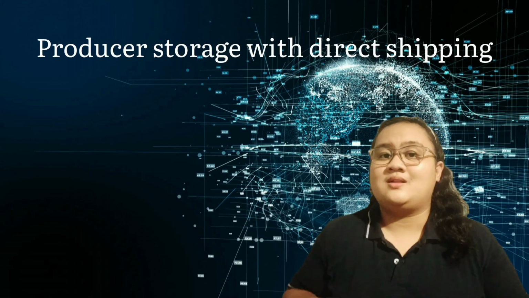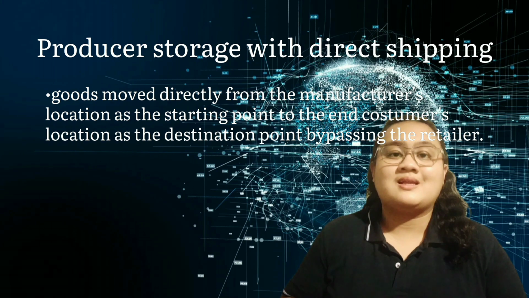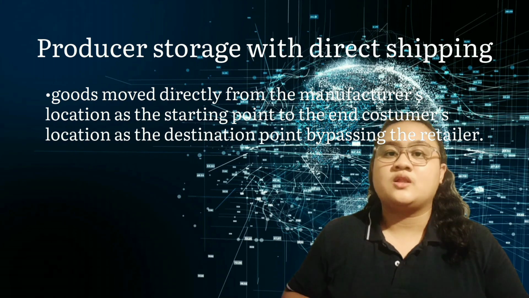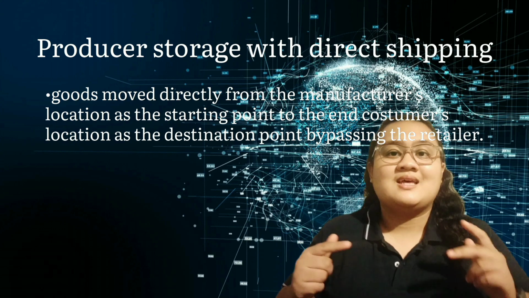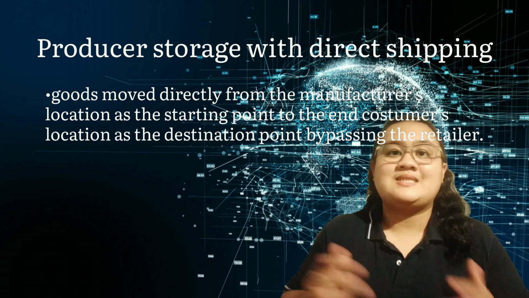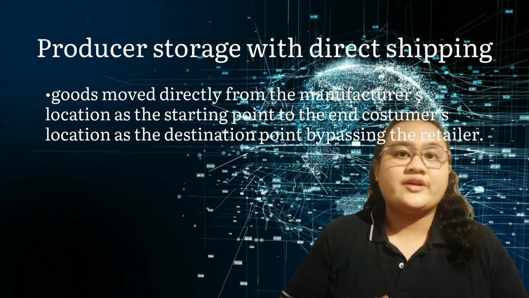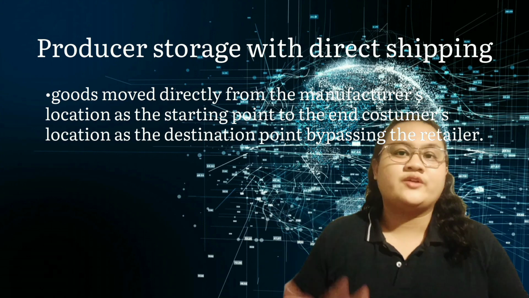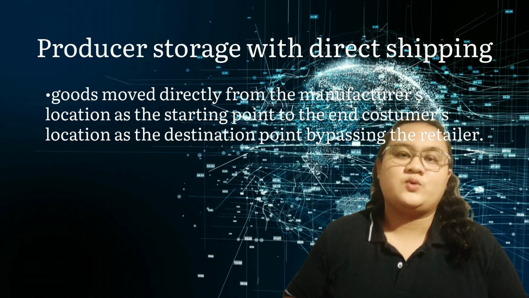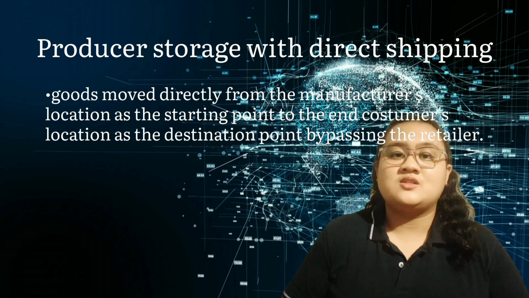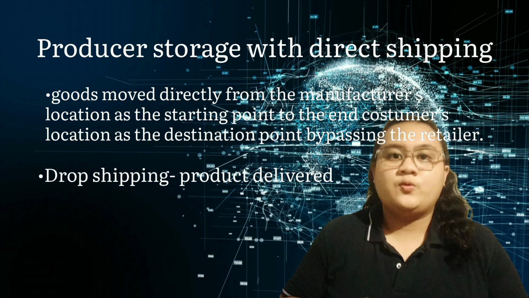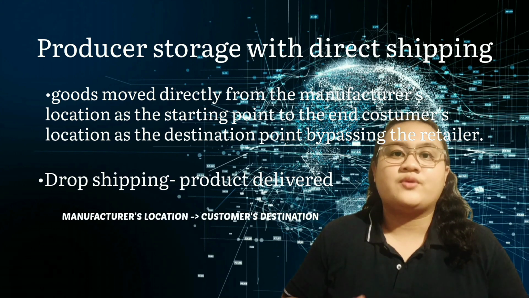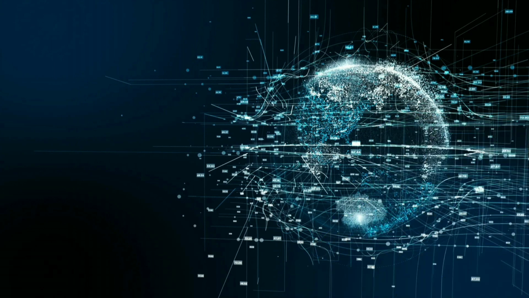In this model, goods are moved directly from the manufacturer's location as the starting point to the end customer's location as the destination point, bypassing the retailer. The retailer is the person who takes the order and initiates the delivery request. This option is also called drop shipping, with product delivered directly from the manufacturer's location to the customer's destination.